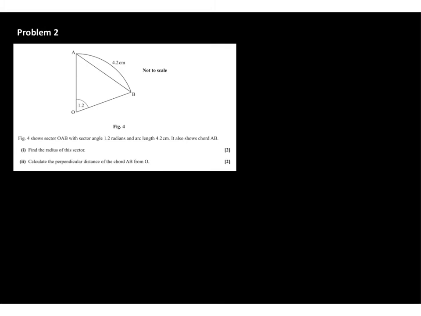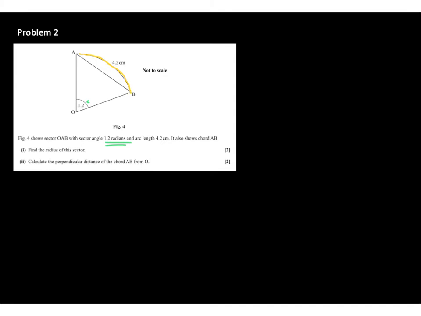Let's look at problem 2. We've been given a nice diagram for this. So the diagram shows the sector OAB with a sector angle 1.2 radians, again, so 1.2 radians, and an arc length of 4.2 centimetres. It also shows the chord AB.